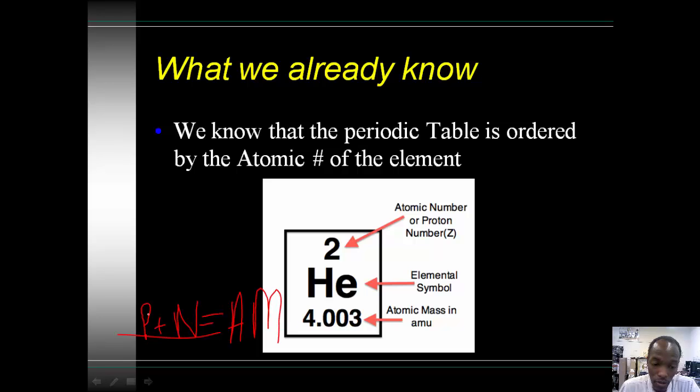Alright, so remember this is our protons, which is found here, and our neutrons can be determined by subtracting the protons, the atomic number, from the atomic mass. But to find the atomic mass, protons plus neutrons will get us our atomic mass.